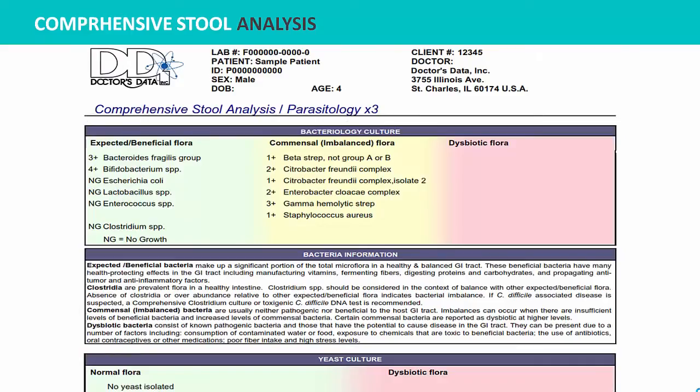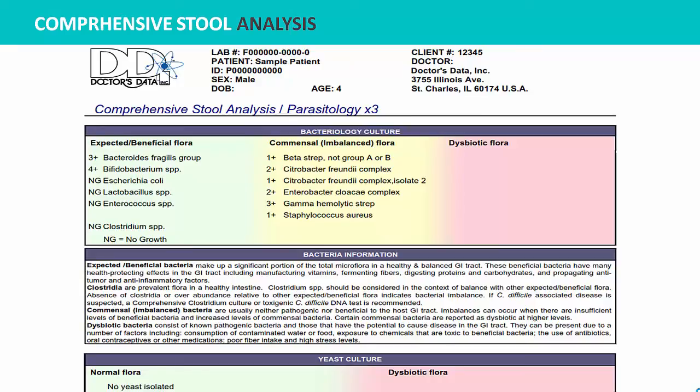Another important test that we run in our practice on many of our patients is a comprehensive stool analysis. Several labs have a comprehensive stool analysis, and we use different labs based upon the markers or based upon what we're looking for. So this is an example of Doctor's Data comprehensive stool analysis with parasitology.